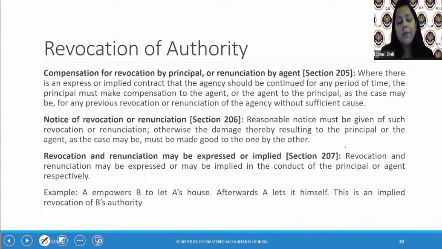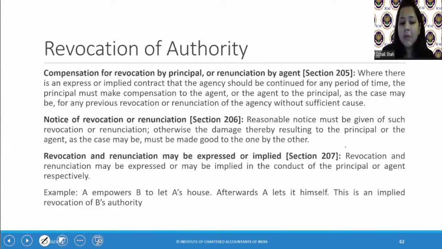So now, the principal is revoking the authority, or there is a renunciation of authority by the agent. Authority can be revoked by the principal or renounced by the agent. Revoke means taking back: I have authorized, I am taking back. Renouncing means I have received it, but I am letting it go. People renounce the world; they leave material affairs. So an agent can also renounce the authority that has been granted to him.